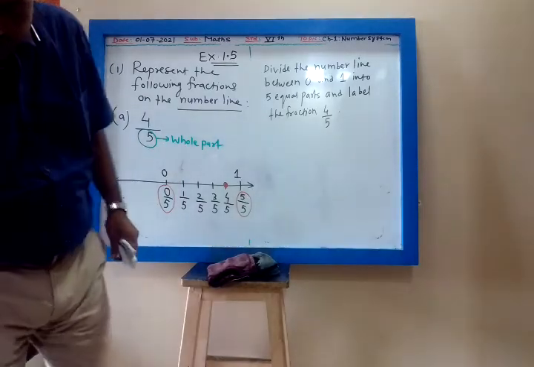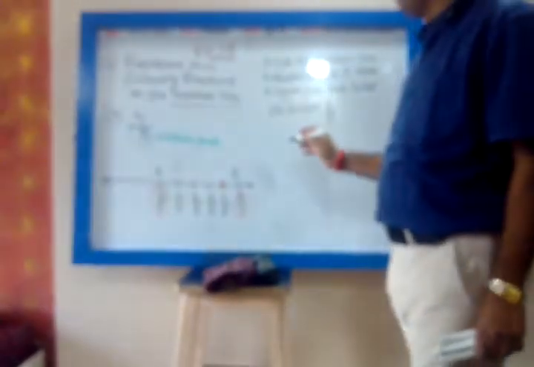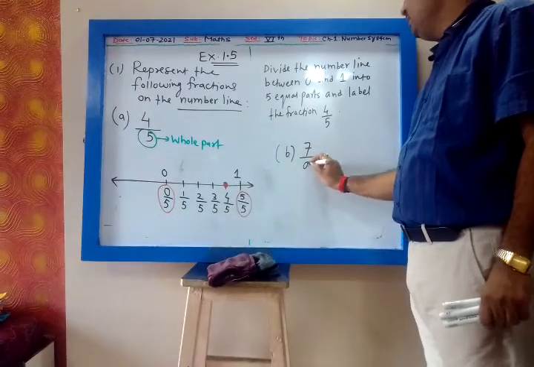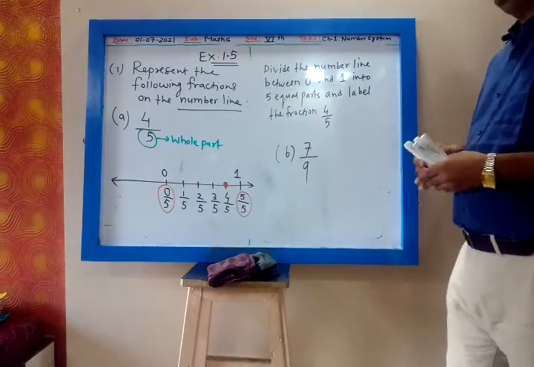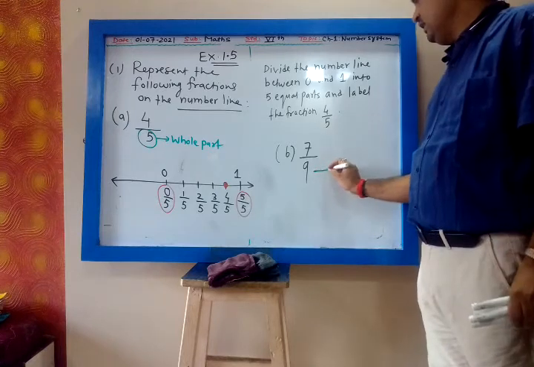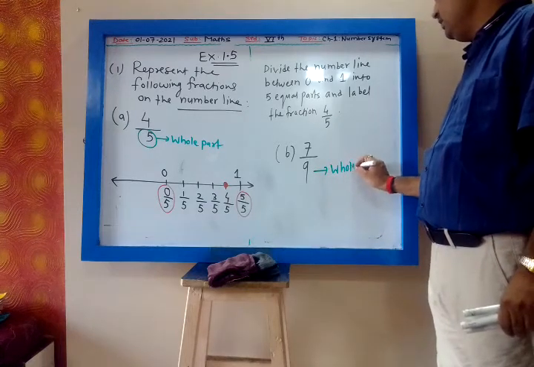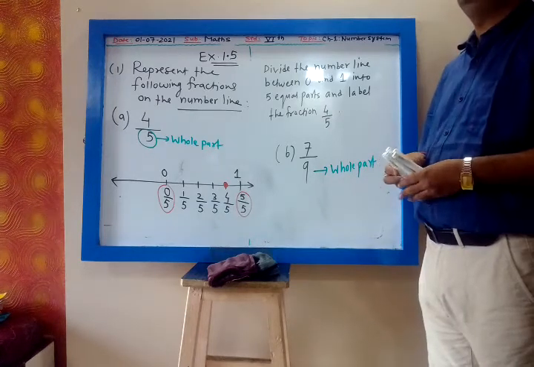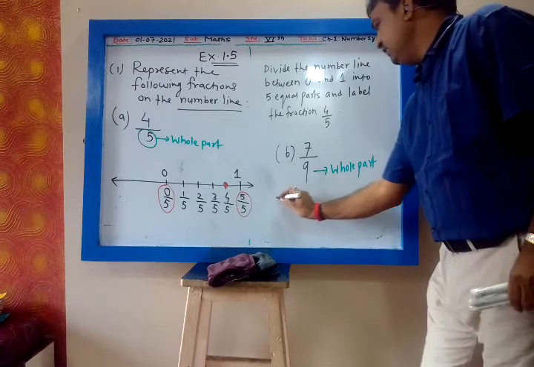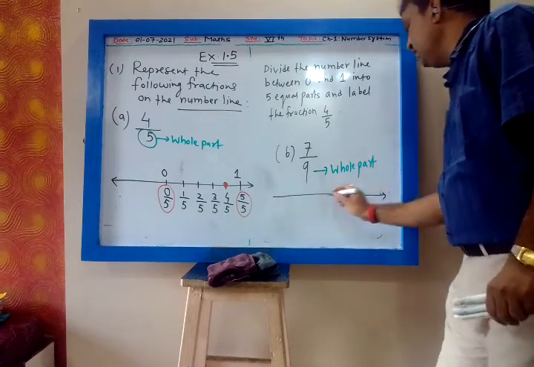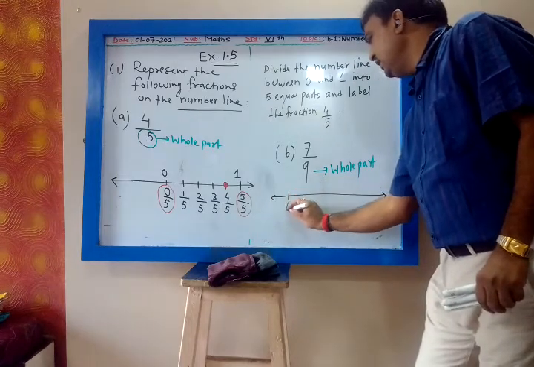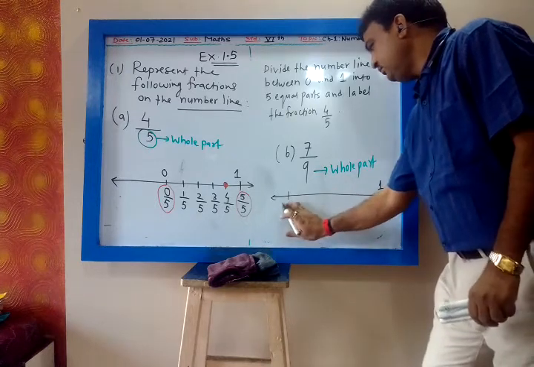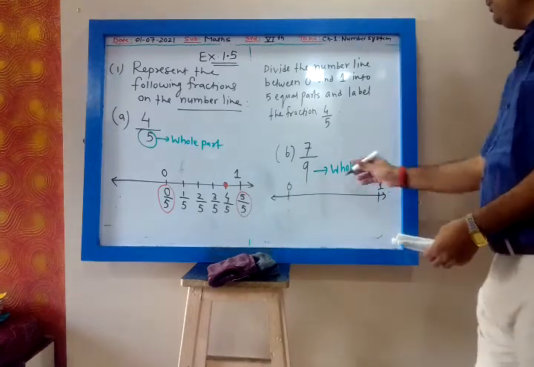Then B, 7 upon 9. Tell me, what is my whole part? The whole part is the denominator. So what will you do? You will divide the number line between 0 and 1 into 9 equal parts. This is my 0 and this is my 1. Clear? You have to divide into 9 equal parts.